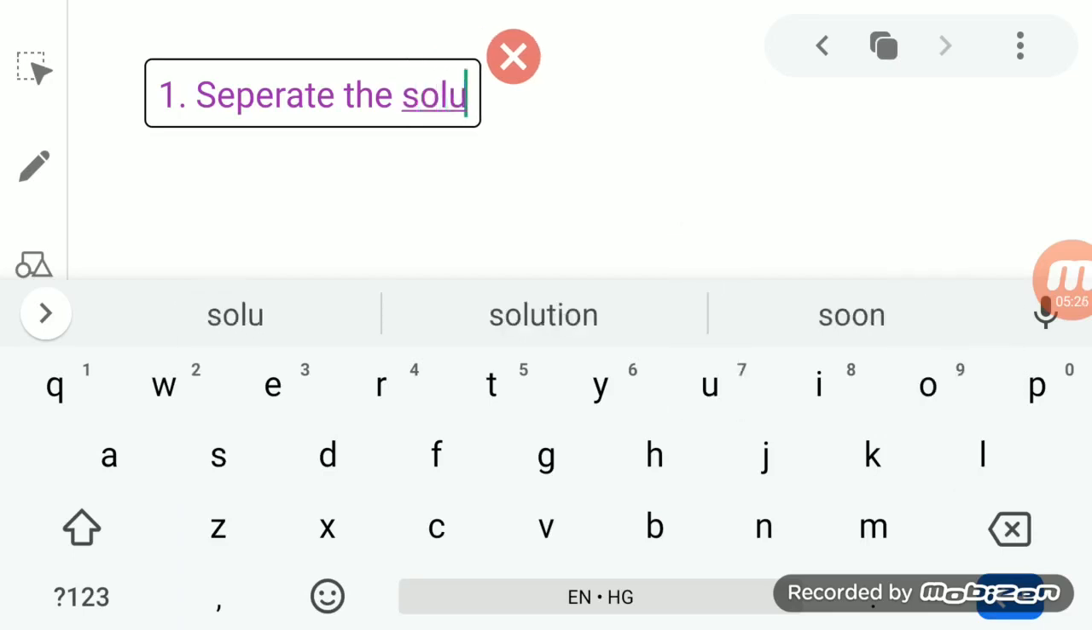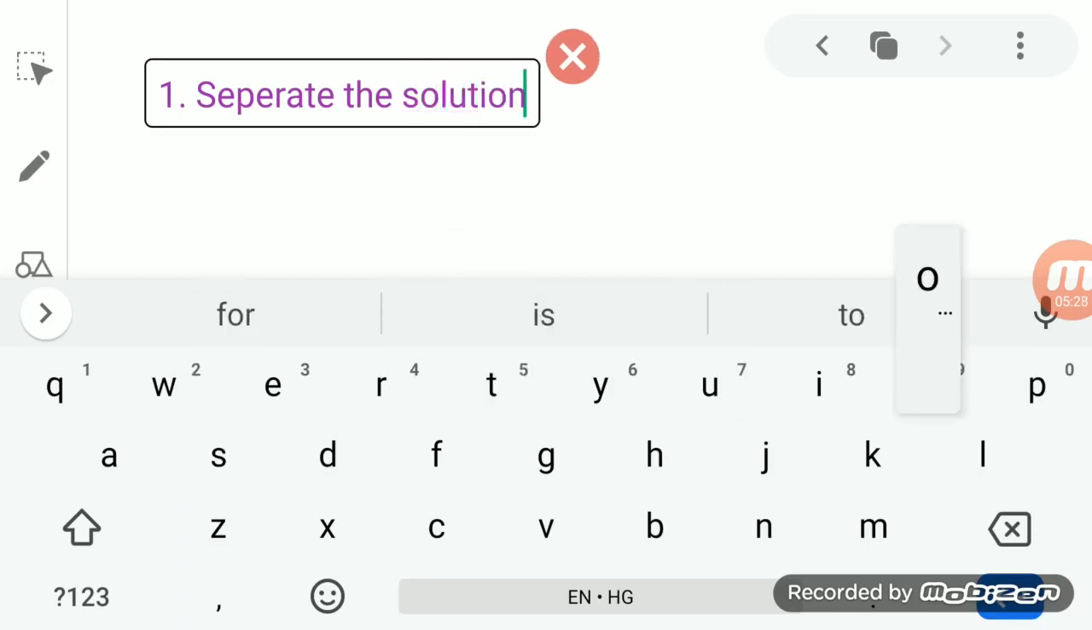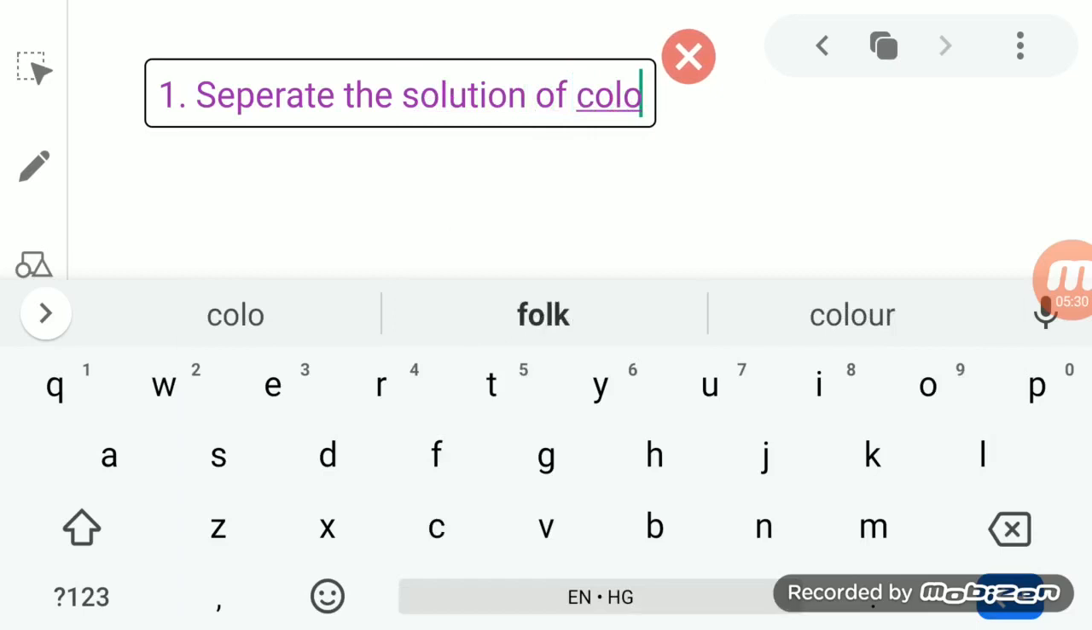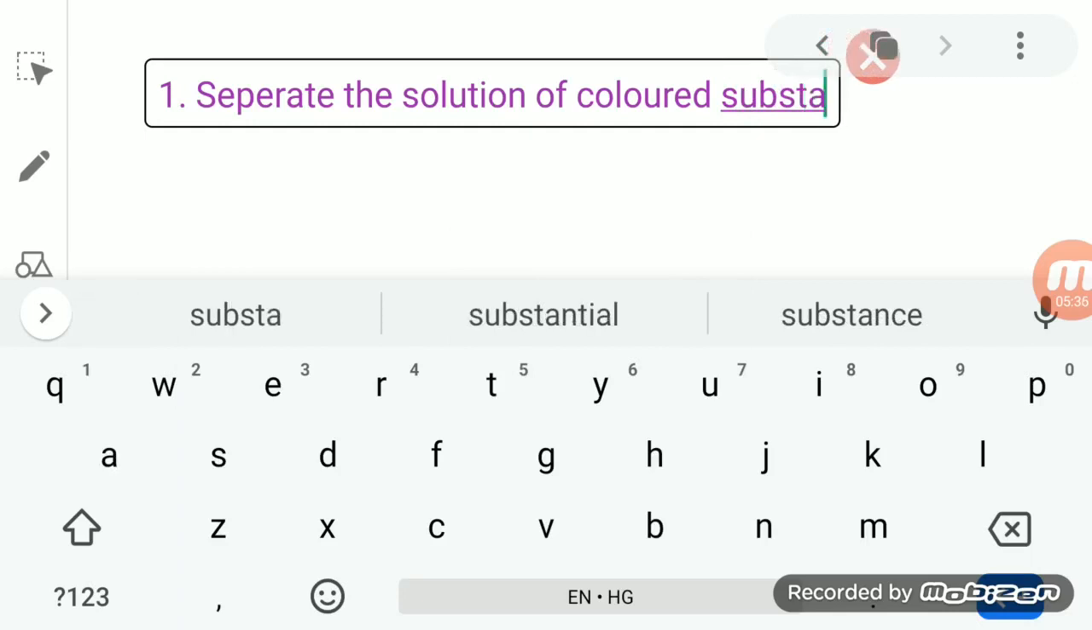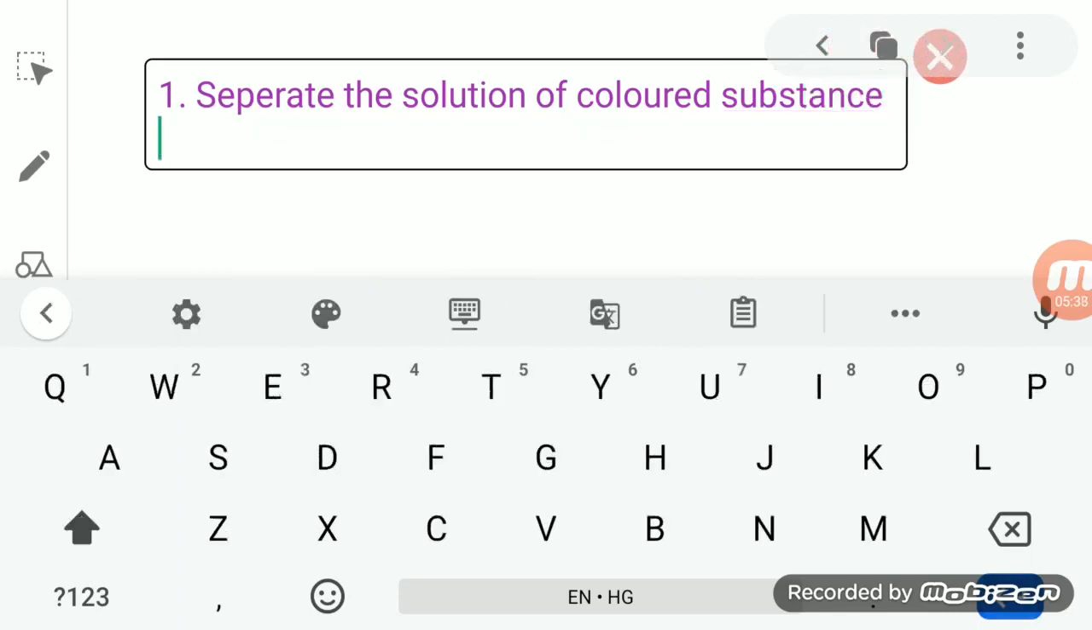Basically it is used to separate the solution of colored substances. So the first one is that it is used to separate colored substances. We have just studied the mixture of dye, the mixture of color components present in black ink, which gets separated.